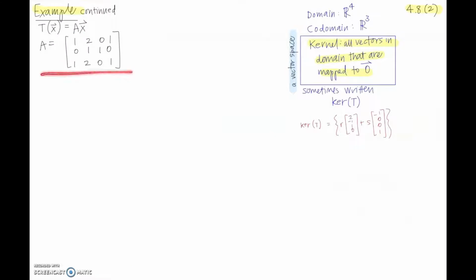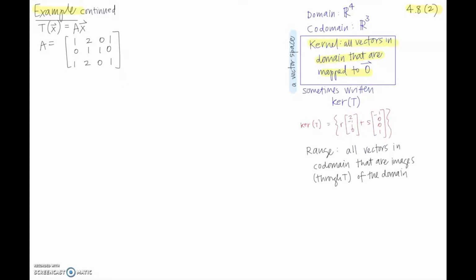Okay, so I want to continue with this example, and we're still talking about the transformation T, which is represented by this matrix that's going to get multiplied by vectors and send them to new vectors. We've talked about the kernel. There's one more important vector space related to this transformation that we want to talk about, and that's the range of T. So the range of a transformation is all the vectors in the codomain, so that's where everything's getting sent to, that are images through the transformation T of the domain. Okay, so this one we want to really think through and make sure we're understanding what it's saying.